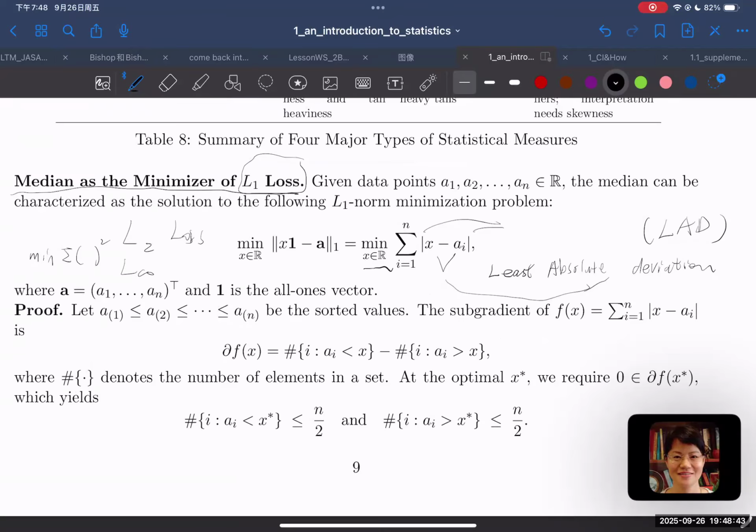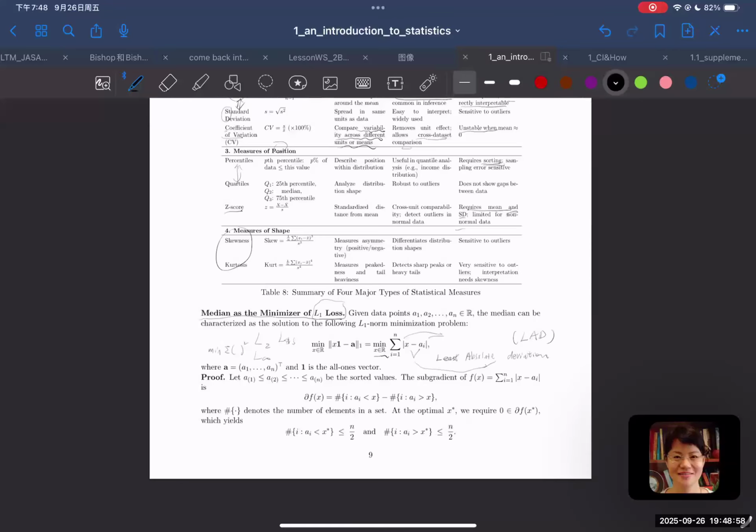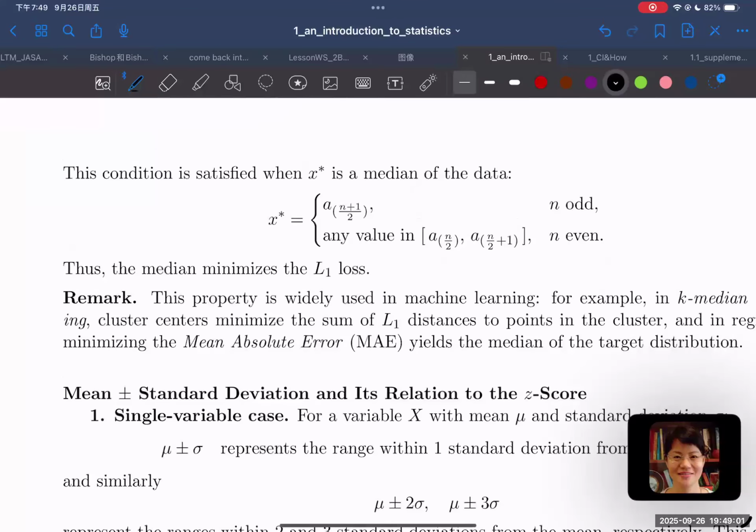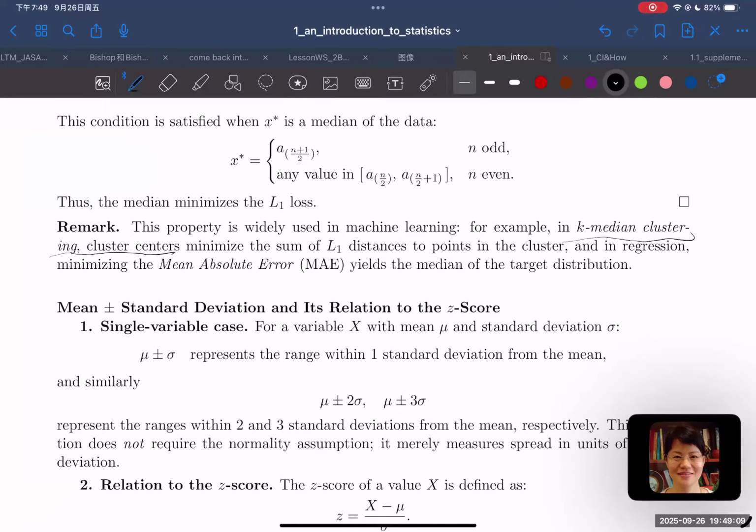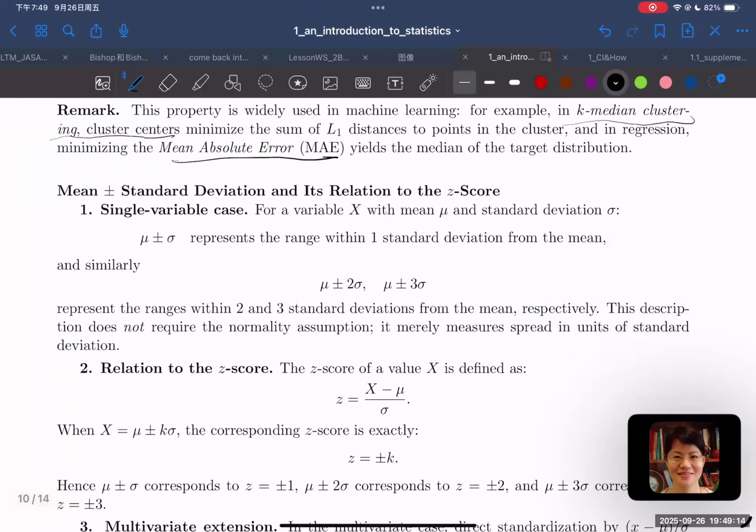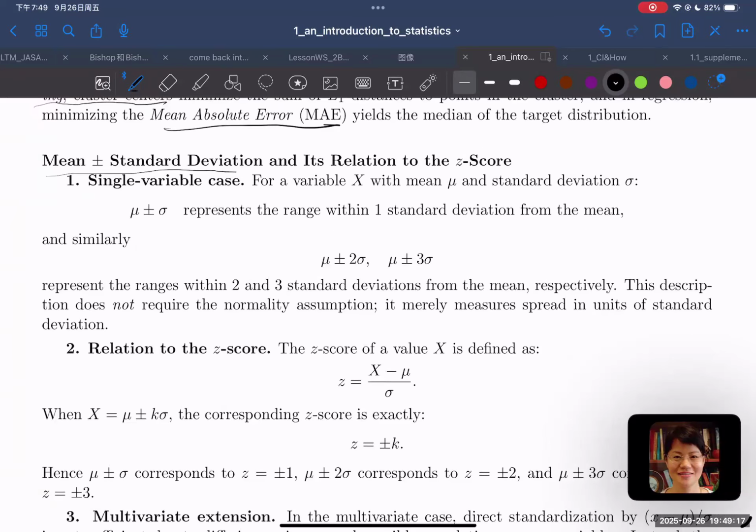Yeah, so that's why some people use the median as a measurement. But also remember, if you deal with the median, mathematically it is harder, more complicated. But if you use the mean value, the L2 loss is much easier. So L1 loss, L2 loss. Yeah, people may also use K-median clustering. Yeah, this is something like the mean absolute error, MAE. The next one, like mean plus SD, and its relation to the Z-score.